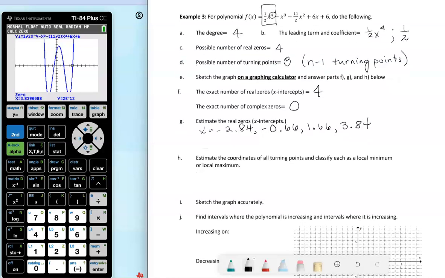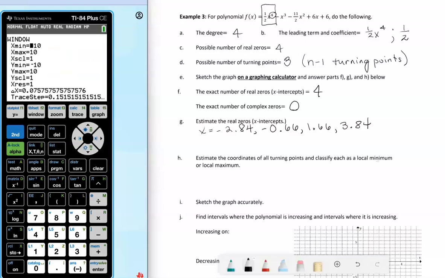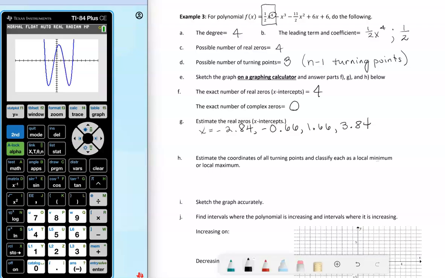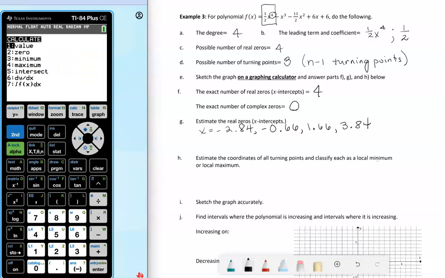We're to estimate the coordinates of all the turning points and classify them as local mins or maxes. So I'm going to hit second quit, pull my graph back up, and then I need to expand my screen just a little bit so I can get those minimums in there. So I'm going to go into Window, and I'm going to drop my Y minimum to negative 15. And I can see those minimums very nicely. So I'm going to get this minimum first. So second trace, number 3.